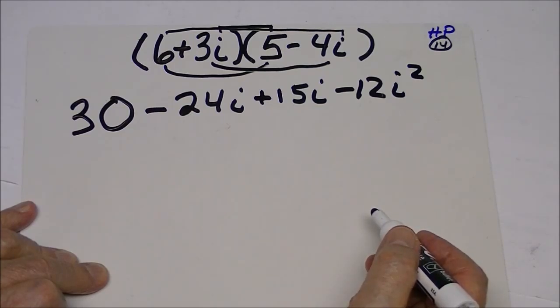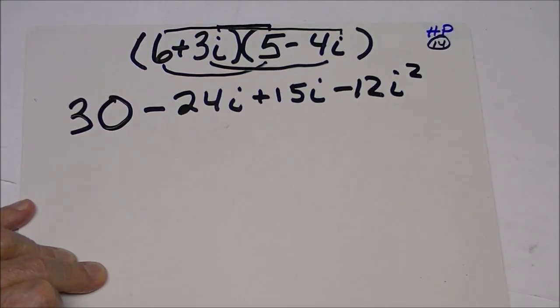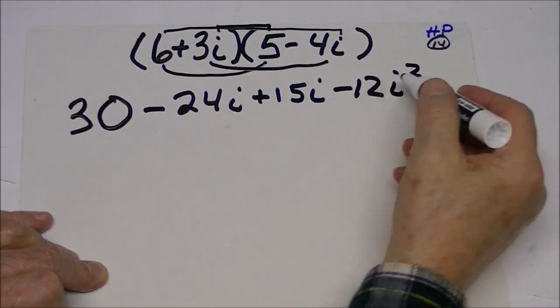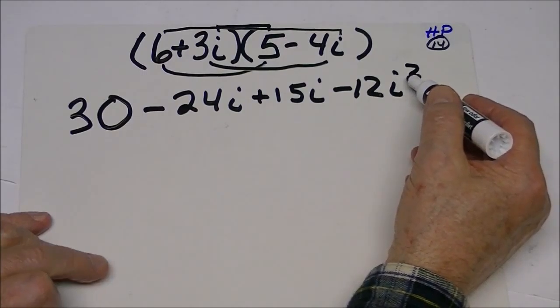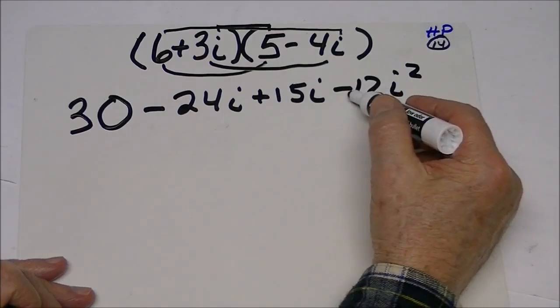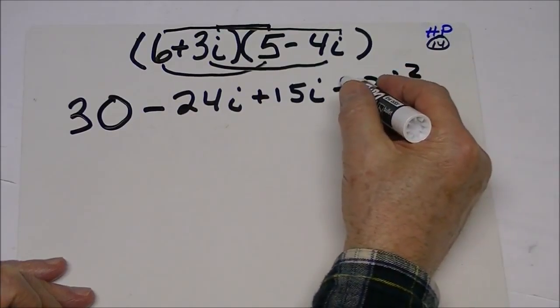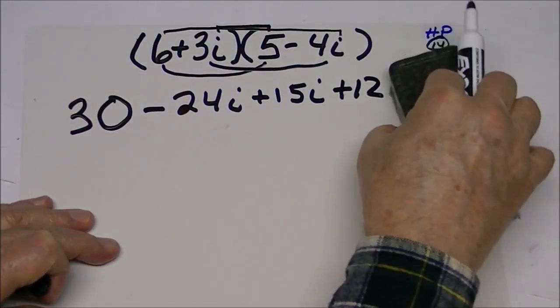Now, one of the things we can do right away is we know we never end up with an i squared in any expression. i squared is a negative 1. So we're going to make that a negative 1 times a negative 12. We'll make this a positive 12, and we can just erase the i squared.